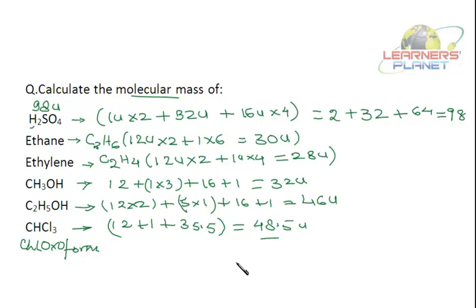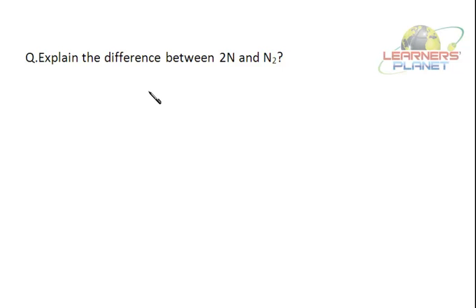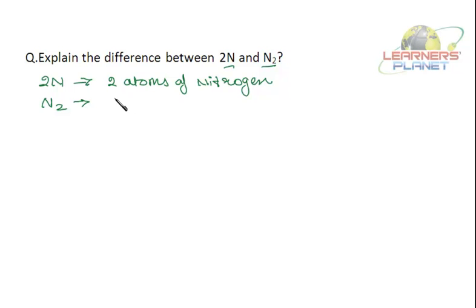Understood? Let's take up our next question. This is one more question. Explain the difference between 2N and N2. What is the difference? The difference is a big one. Say 2N, what does it represent? It represents 2 atoms of nitrogen. And N2 represents 1 molecule of nitrogen.